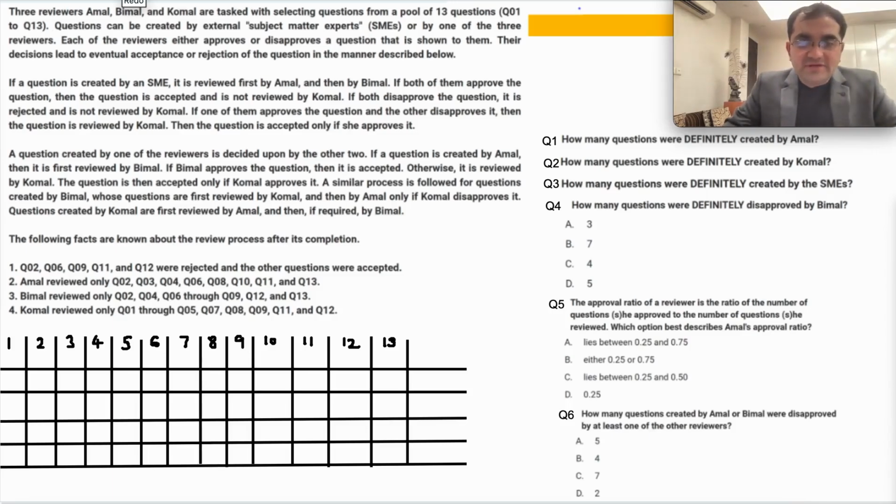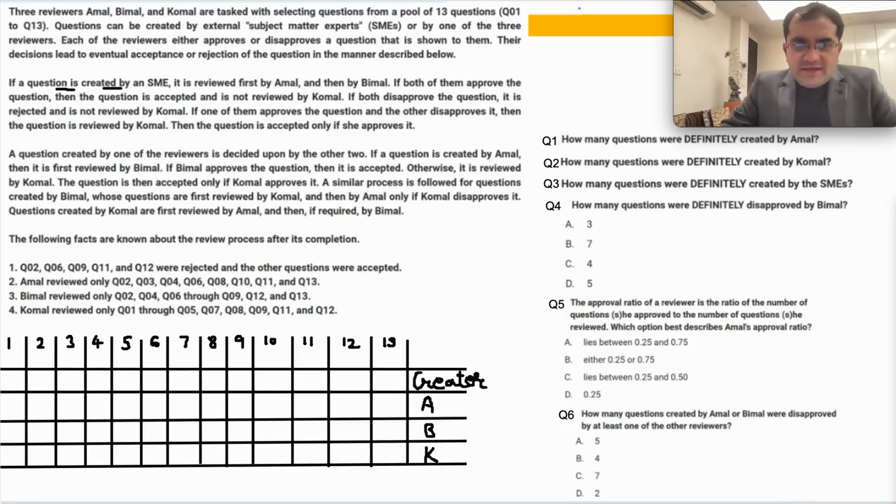So I have 13 questions. I have the person who is creating the question, the creator. So in this particular row, I will be writing down which question has been created by whom. And then below this, I will also write down A, B, and K, whether for every single question they approved or disapproved of the question. This is my table. 13 questions, who created the question, and then A, B, and K. Each question, did they approve or disapprove?